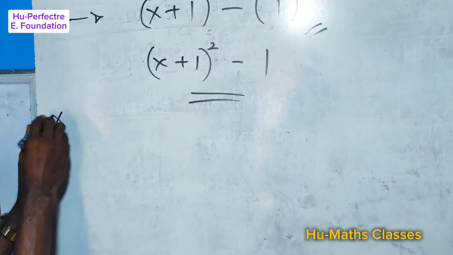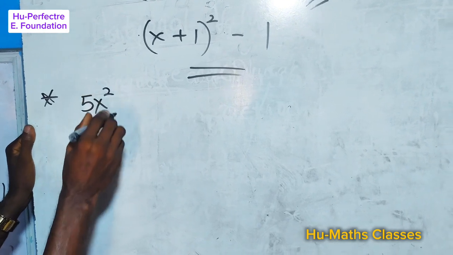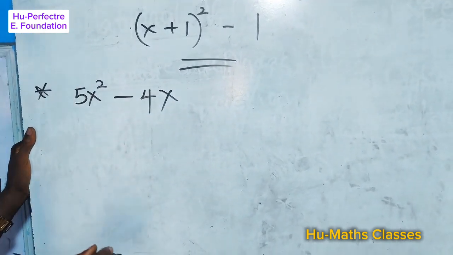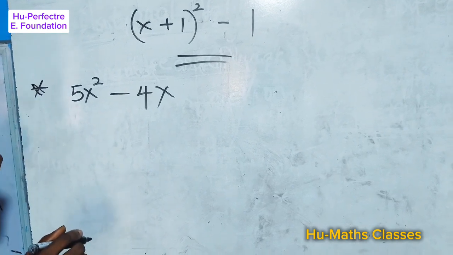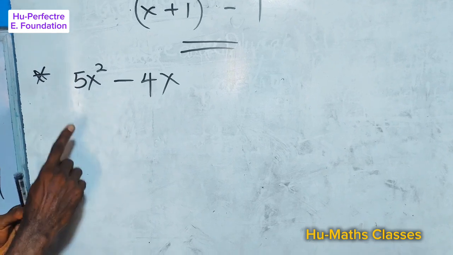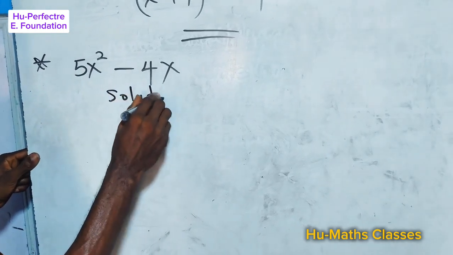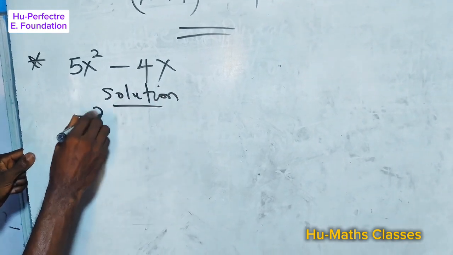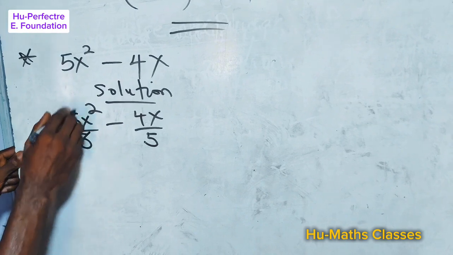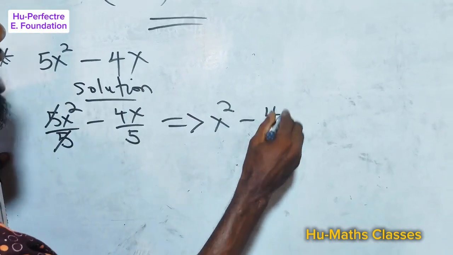Let's consider this. We are asked to make 5x to the power 2 minus 4x a perfect square. Step 1, I said, divide everything by the coefficient of the first variable, and in this case that is 5. So I will divide everything by 5. I'm going to have 5x to the power 2 divided by 5 minus 4x divided by 5. 5 will cancel 5, and we'll be left with x squared minus 4 over 5x.